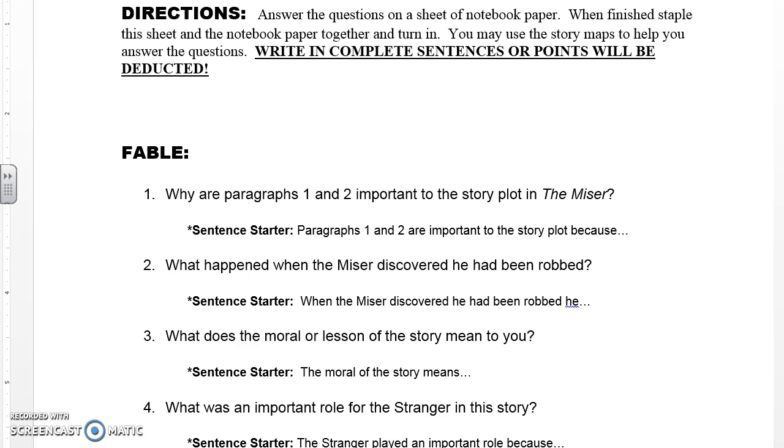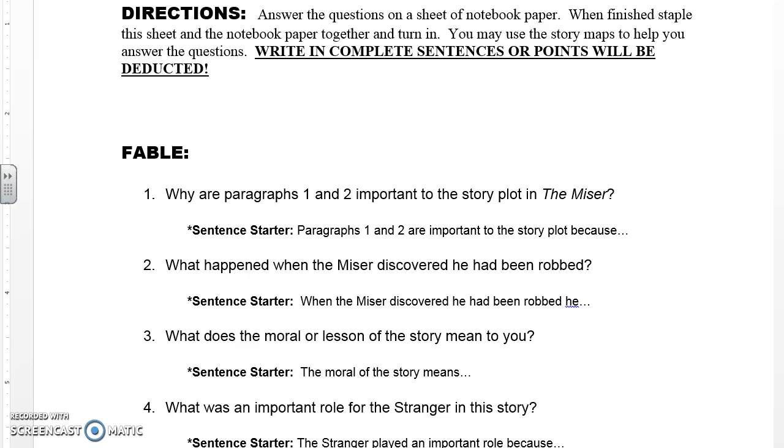solved or not. So, when we look at question 1, this is a question that's basically asking you why paragraphs 1 and 2 are important to the story plot. So, you're going to look at these two paragraphs and figure out what events are taking place that help the plot go along. More than likely, at the beginning of a fable, these events will be part of the rising action, okay? The steps that lead up to the problem.